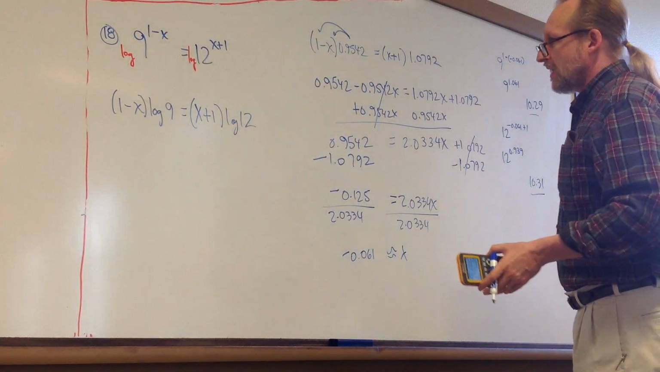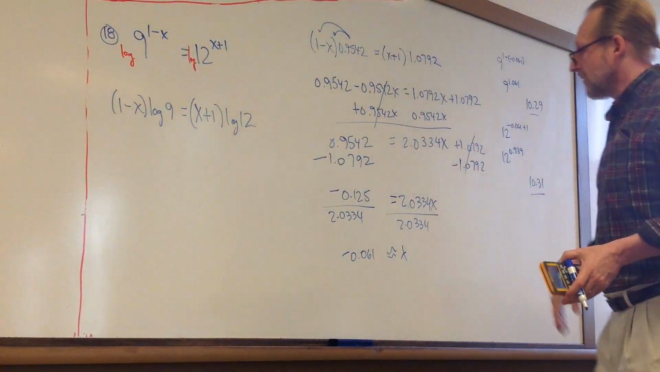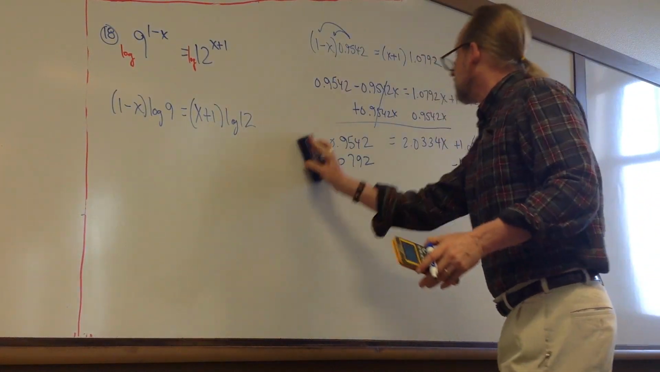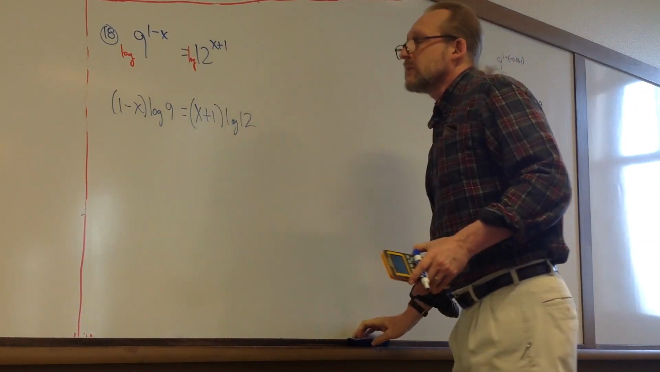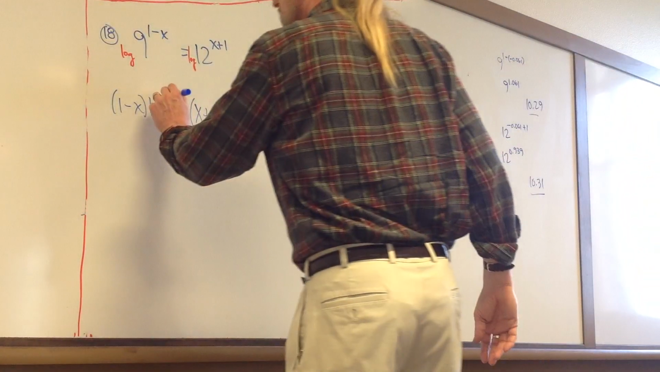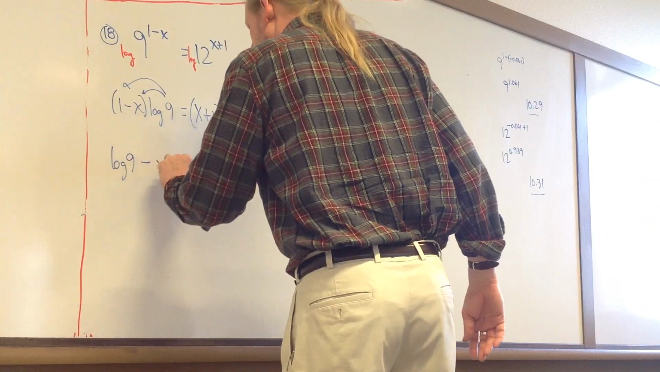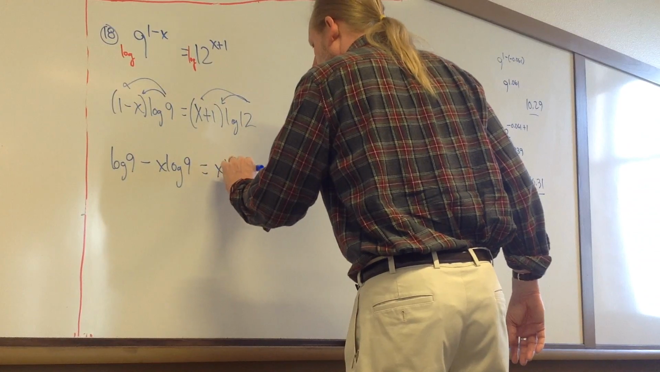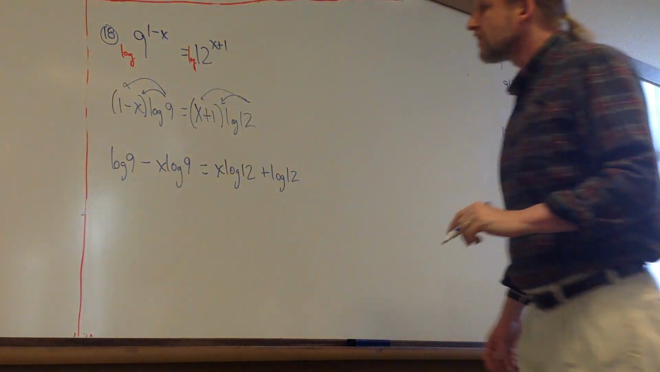If we wanted a better approximation, we could find the exact value, which I'll do in a minute. And let's see, I'll leave those approximations up there to see how close our answer is to the one that we get from the exact value. So let's see how this works. Let's see. So we're going to distribute first. So we get log 9 minus x log 9. Distribute here. X log 12 plus log 12.